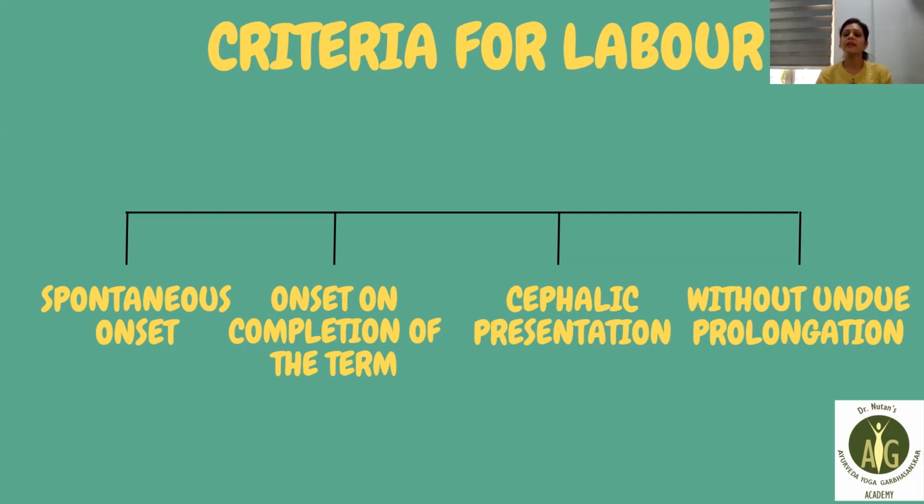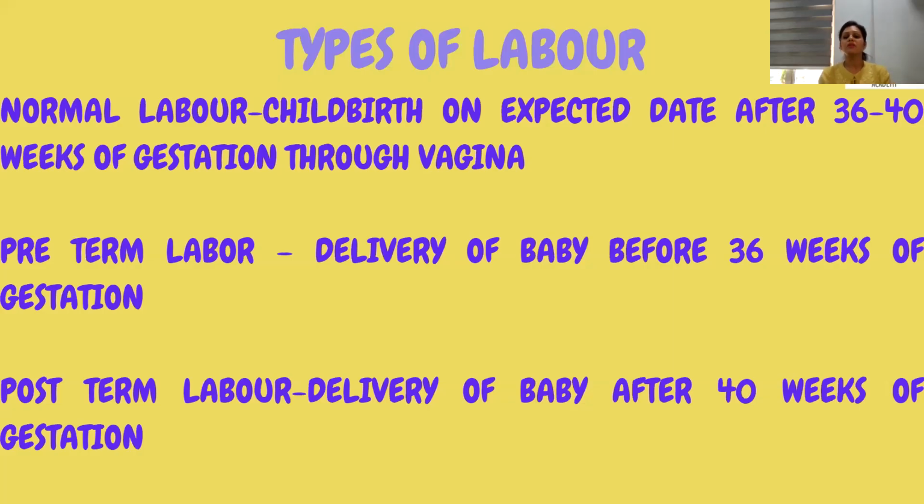And once the mother gets labor pains, they should be continuous, so that the labor is safe and happens easily. There are three types of labor. After the last menstruation of a woman, we take the EDD, and according to that the expected delivery date is formed. It can be of three types: normal labor, preterm labor, and postterm labor.